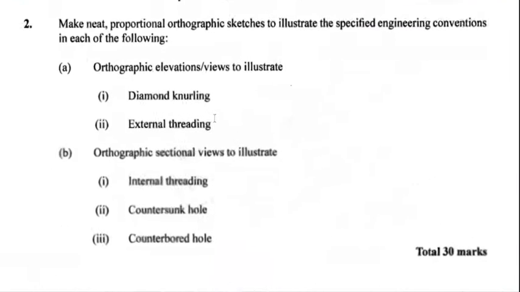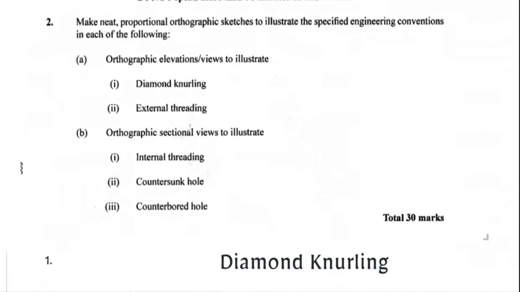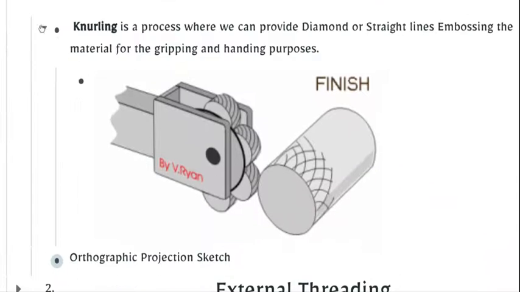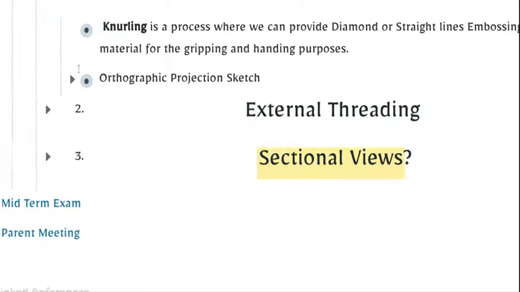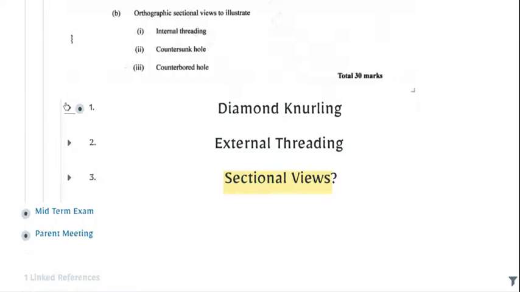It said now, use an orthographic view to explain external threading. We just did diamond knurling. We're going to do external threading. Let's go step by step. When something is external, what does it mean? On the outside. Right, exactly. So if I have, for example, a piece of metal, I'm doing something on the outside, correct?